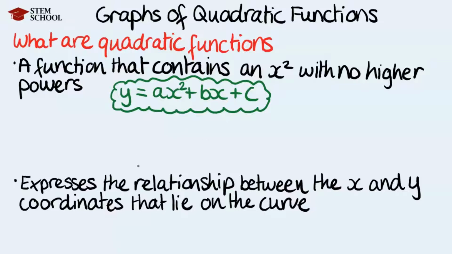So hopefully you'll have seen quadratic equations before. Well, a quadratic function is literally the same thing, okay? So don't get confused. It's just a function that contains an x squared term with no higher powers. So a quadratic equation will take this form here. You'll have seen this before. y is equal to ax squared plus bx plus c. So you have the x squared term, then you have the x term, and then you have the number on the end there.